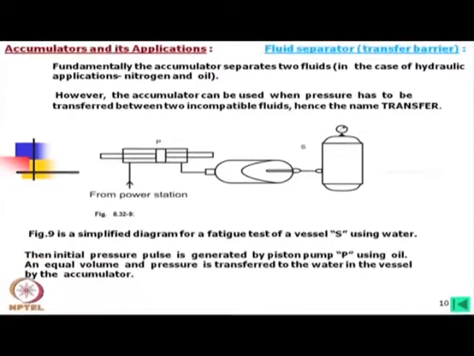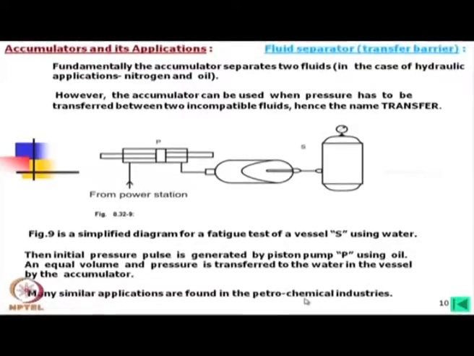Then the initial pressure pulse is generated by the piston pump P, using oil, and equal volume and pressure is transferred to the water in the vessel by the accumulator. Okay. Many similar applications are found in petrochemical industries.